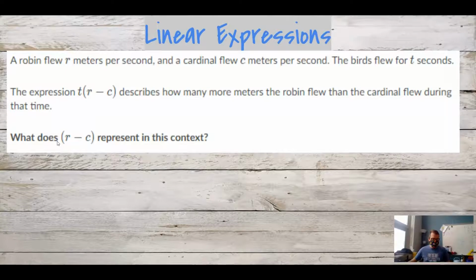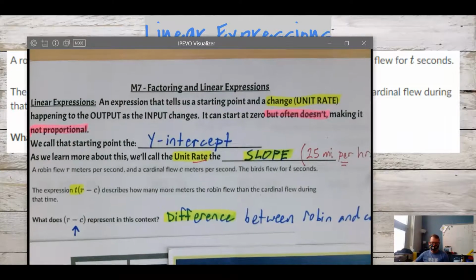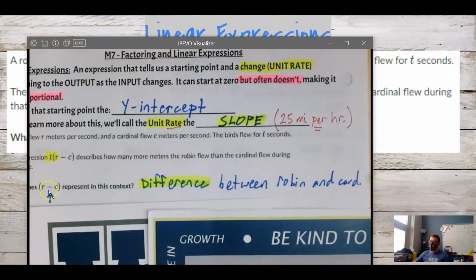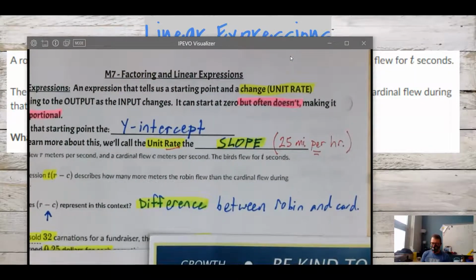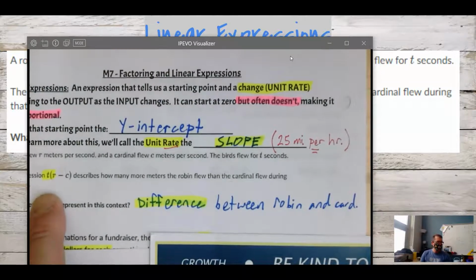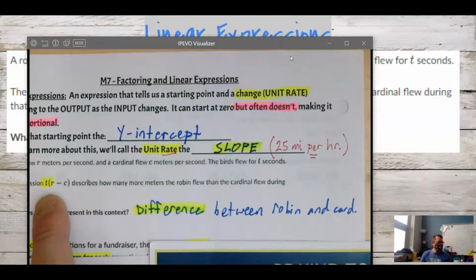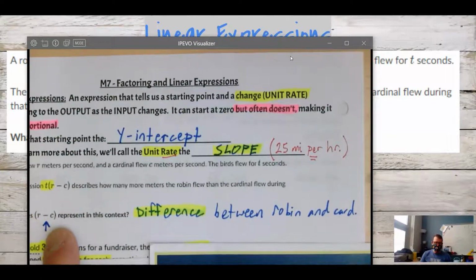What does R minus C represent in this context, Isis? Yeah, the robin minus the cardinal. What word do we use when talking about subtraction? Starts with a D. It's the difference between the robin and the cardinal. So R minus C, because it uses the minus, is the difference between the robin and the cardinal. If we multiply by T, what is T in this situation? Time in seconds, right? So that would tell us after how many seconds. So R minus C is the difference every second. That R minus C is actually our rate here.